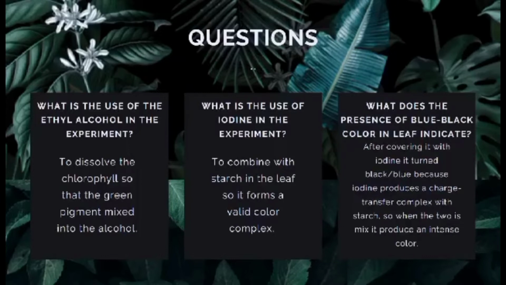What does the presence of blue and black coloring in the leaf indicate? After covering it with iodine, it turned black and blue because iodine produces a charge transfer complex with starch, so when the two are mixed, it produces an intense color.